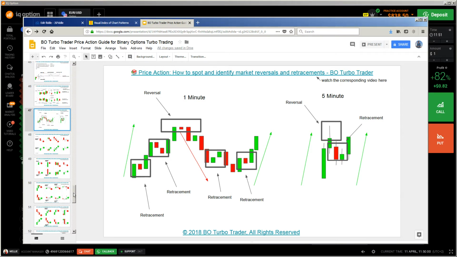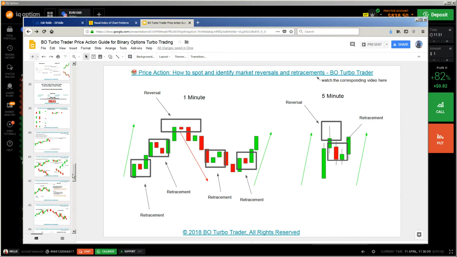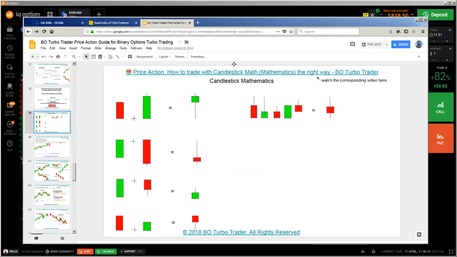Let me see if I can show you now some trades of those trading setups which I have explained. But before I explain the trading setups, I have to tell you first the things which are required to understand them, like the candlestick math. Here at the top of every page of this ebook, you'll find a link to a YouTube video which explains those concepts which are described here further.